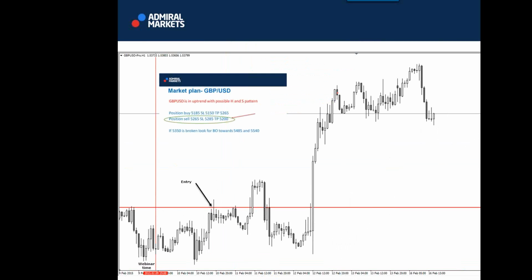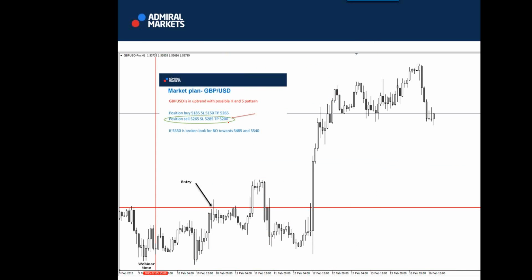Now let's move to GBP dollar. GBP dollar, webinar time, you can see the webinar time here. And we took a sell position. Okay, we took a sell position at this spot here. Look at this, at this spot we took a sell position. And basically, I can say that this was also a good place to sell. This was also a good place to take profit. And then you can see great trade by pound.